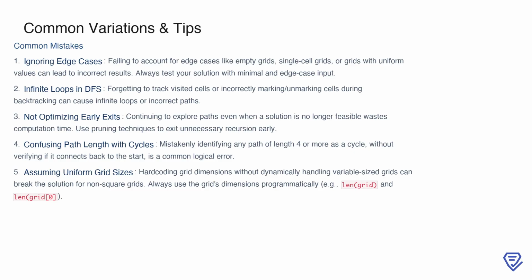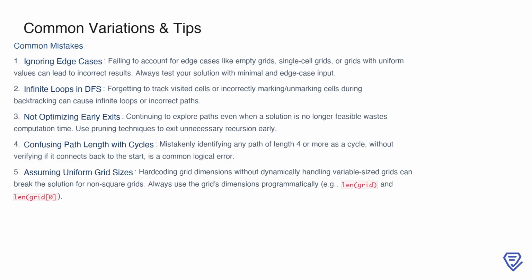For example, you might overlook scenarios like empty grids, grids with only one cell, or grids where all cells have the same value. These special cases can easily cause your solution to fail, so it's critical to test for them explicitly. Another frequent issue is infinite loops in your depth-first search. This can happen if you forget to track visited cells or if you incorrectly manage the process of marking and unmarking cells during backtracking. It's also important to optimize for early exits.